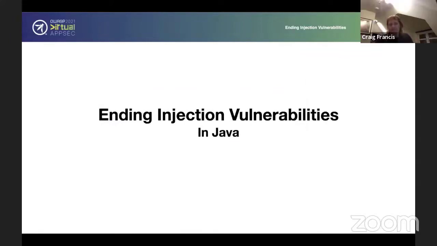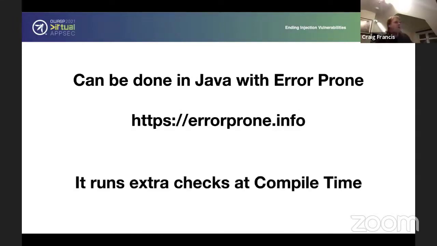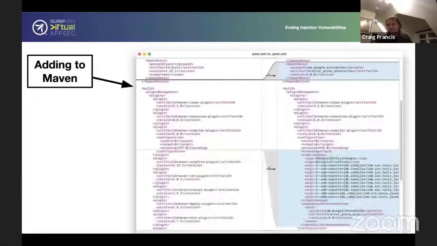Okay, so that's the JavaScript and Node stuff. Now we're going to look at Java. Java doesn't do it in the language itself, but we have to use a package called error-prone, again, developed by Google. It runs extra checks at compile time. Because it's Java, we're going to need to use a build tool. I'm using Maven in this case. So I include that as a dependency, and then I set up the compiler configuration, all of which is described on the website.